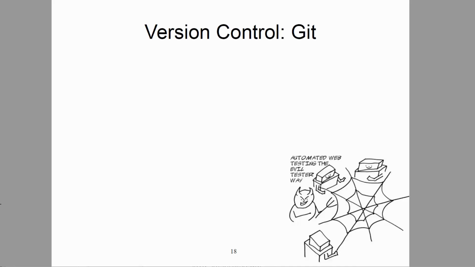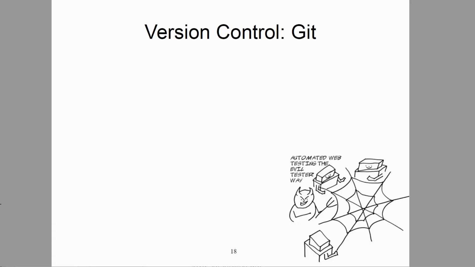Git is a version control tool. That is the tool that most people seem to be using in the real world now. And that is what we're using on the course now. So we have the source code on GitHub, github/EvilTester/wdci. And in order to check that out, we need to use Git.